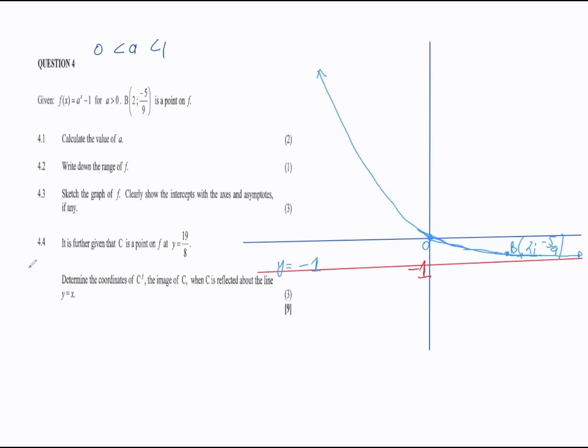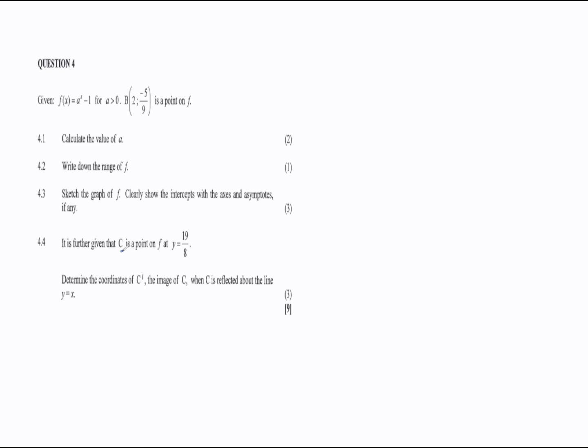Then 4.4 says it is further given that point C is a point on F at y is equal to 19 over 9. Determine the coordinates of the image of C. So this means the image of C when C is reflected about the line y is equal to x.